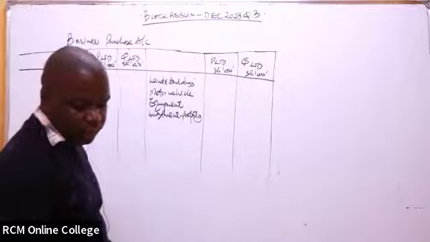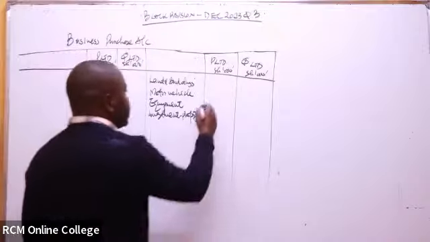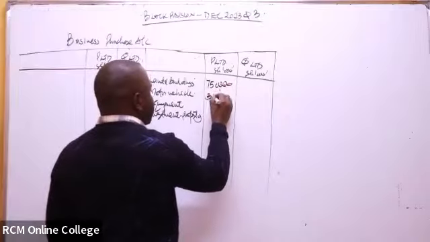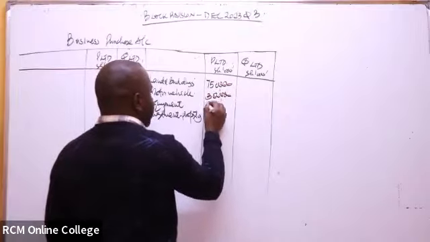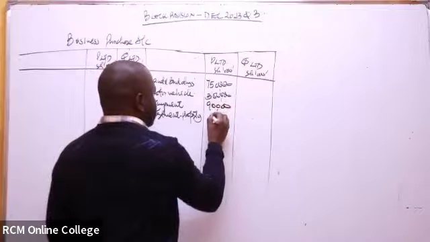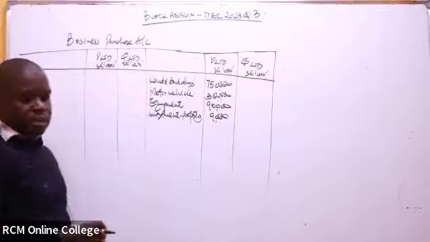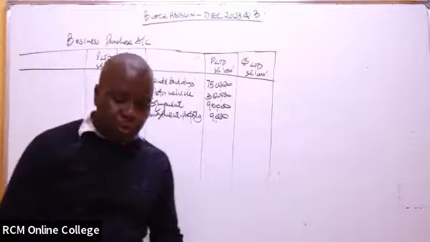So the amounts were 750,000, 300,000, 90,000, and of course 9,000. So that is the first thing they took over.